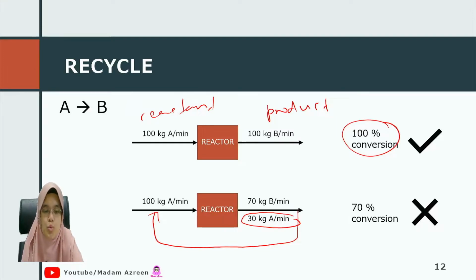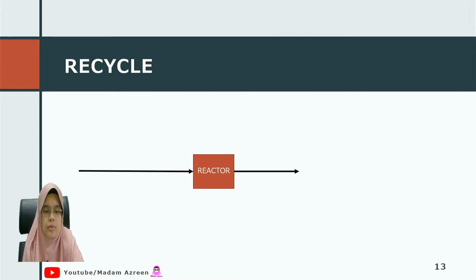Okay, we don't want to waste this unreacted reactant, so we do a recycle. In industry, practically we do a recycle to save money. The more product, the more money. Less product, you will lose some money. Okay, so in order for us to do a recycle, we need to separate between the product and the unreacted reactant.